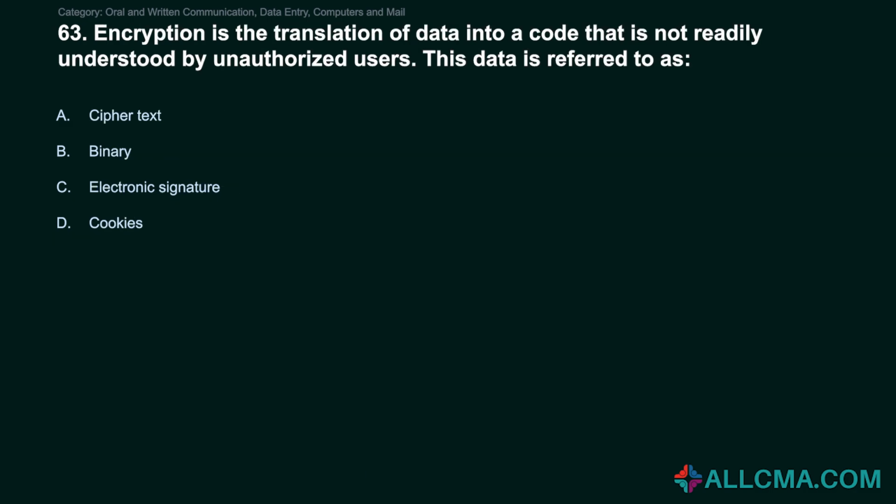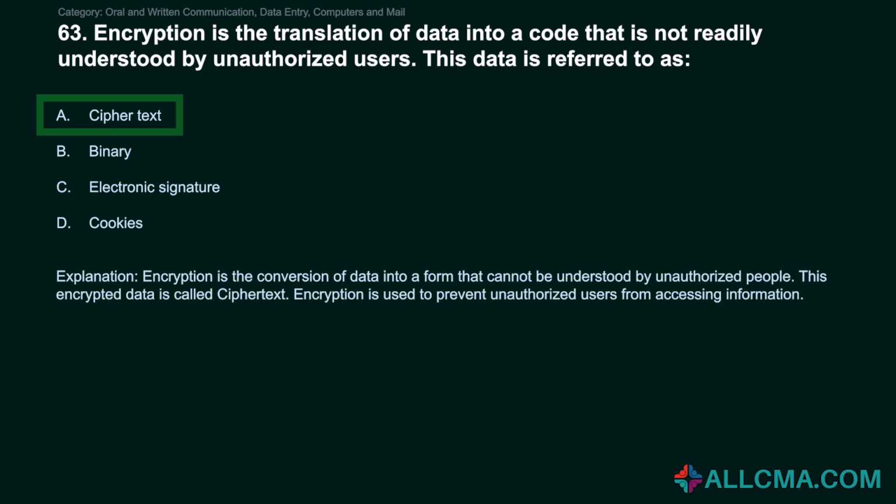63. Encryption is the translation of data into a code that is not readily understood by unauthorized users. This data is referred to as A. Ciphertext. B. Binary. C. Electronic signature. D. Cookies. Correct answer, ciphertext. Encryption is the conversion of data into a form that cannot be understood by unauthorized people. This encrypted data is called ciphertext. Encryption is used to prevent unauthorized users from accessing information.